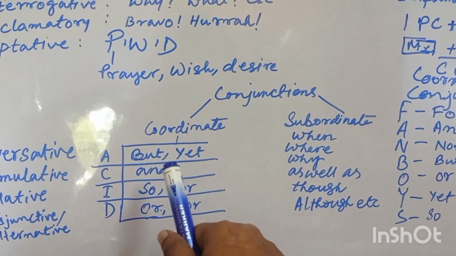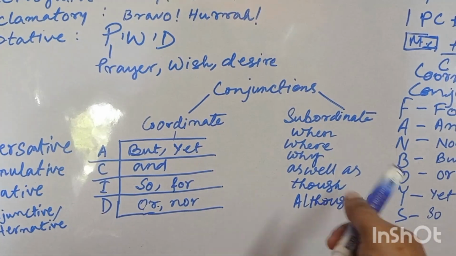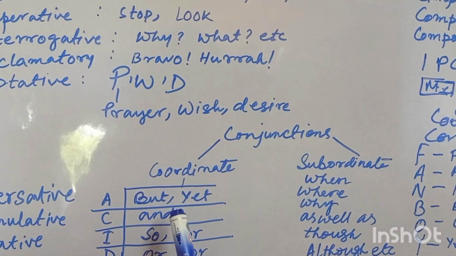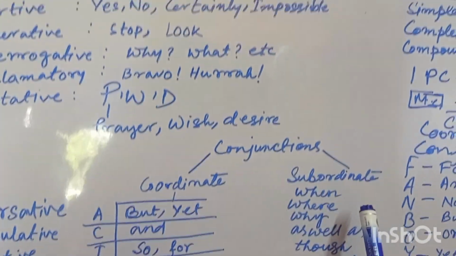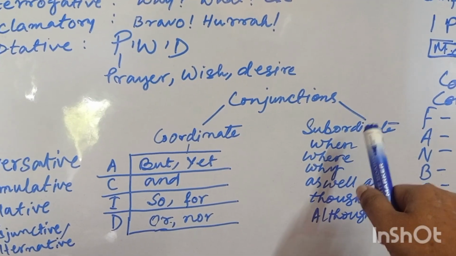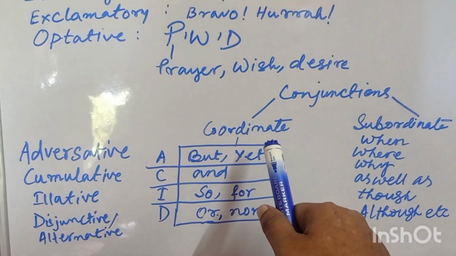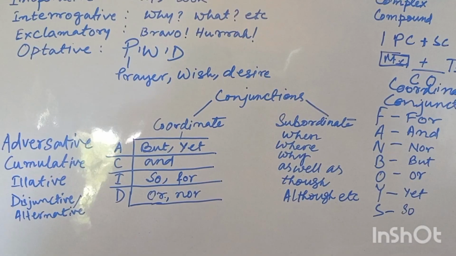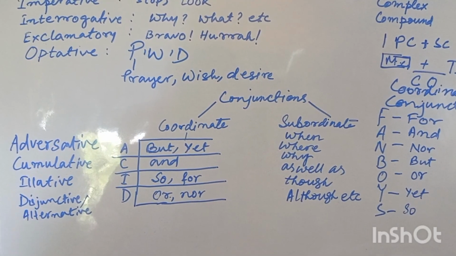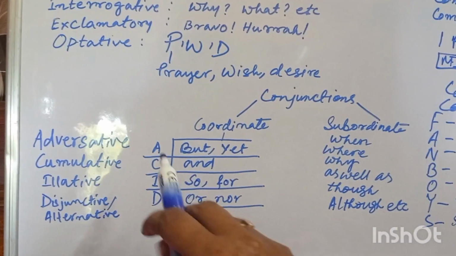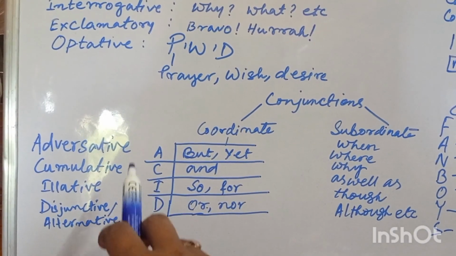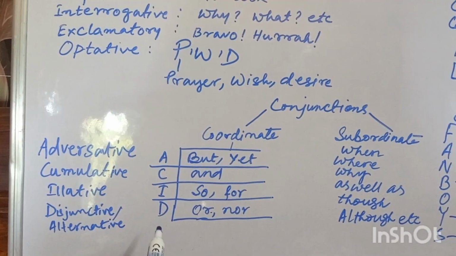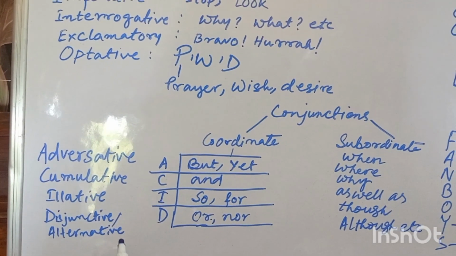Conjunctions can be coordinate and subordinate, and we need these two kinds of conjunctions for simple, complex and compound sentences. For compound sentences we need coordinate conjunctions, and for complex sentences we need subordinate conjunctions. Coordinate conjunctions can be further subdivided into adversative, cumulative, illative and disjunctive. Along with FANBOYS you need to remember ACID, a mnemonic which stands for adversative conjunction, cumulative conjunction, illative conjunction and disjunctive conjunction. Disjunctive conjunctions can also be named alternative conjunctions.